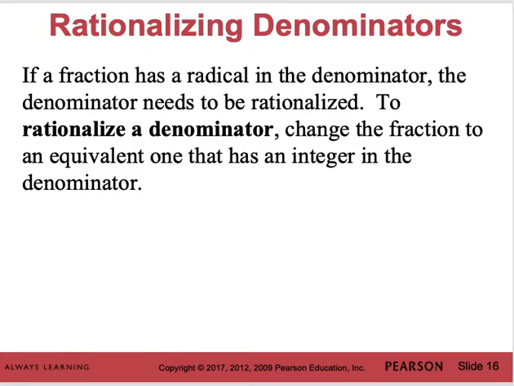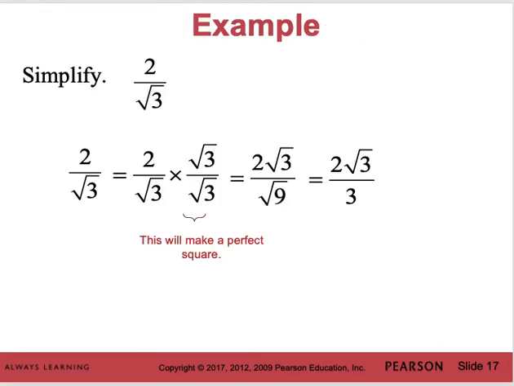We have what's called rationalizing denominators. So if we have a fraction that has a radical in the denominator, or the bottom number, the denominator needs to be rationalized. To rationalize a denominator, you want to change the fraction to an equivalent one that has an integer in the denominator, or a whole number. So let's finish up with some of these examples. We want to make sure we're not ending our answer with a square root in the denominator of a fraction.